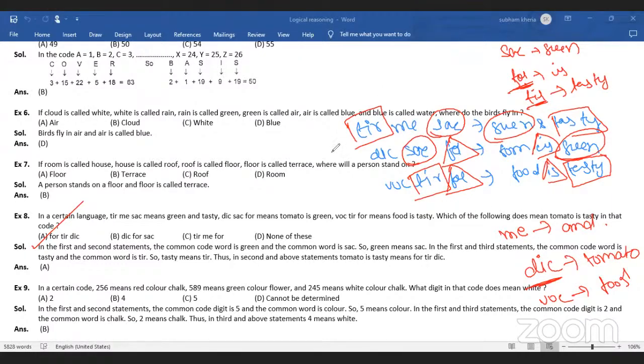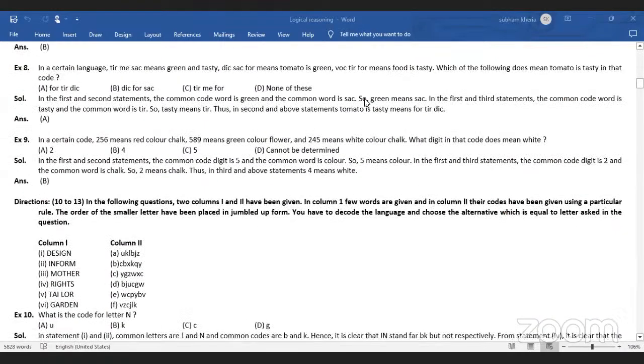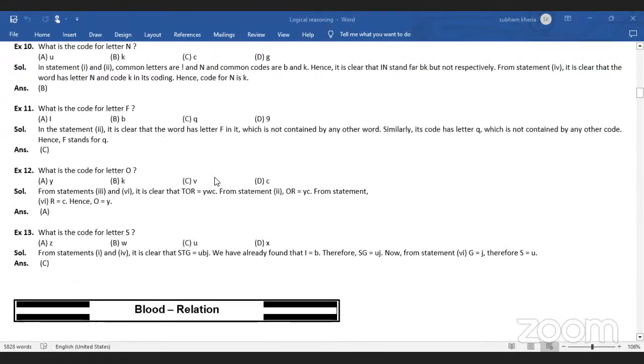Great. Now we'll come to the second part. Blood relation. Before going to blood relation, I want to show you a video. There is a Bollywood actor who has helped us in understanding blood relations. Can anyone guess who that actor is?